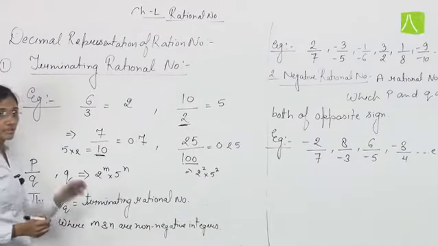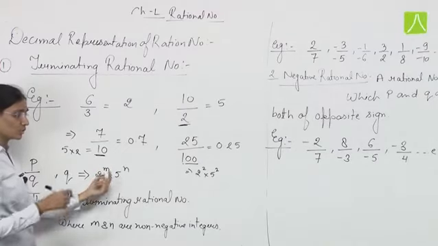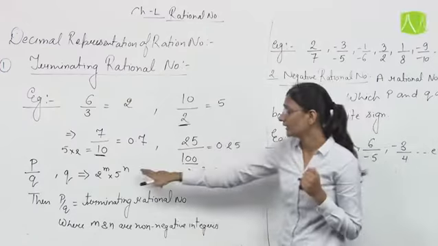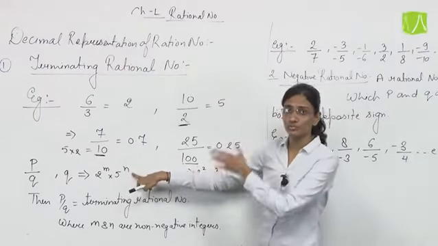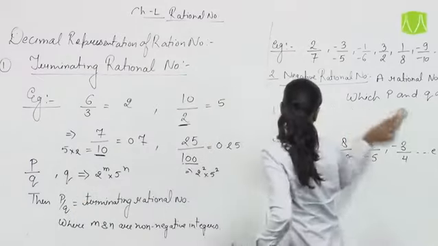M and n should be non-negative integers. M can be 0, 1, 2, 3, 4, any value. Similarly, n can take any value: 0, 1, 2, 3, 4, 5. Let's take some examples.